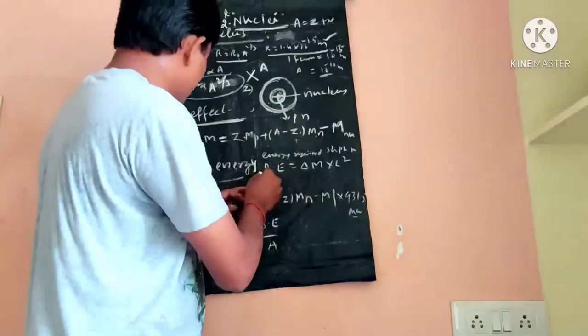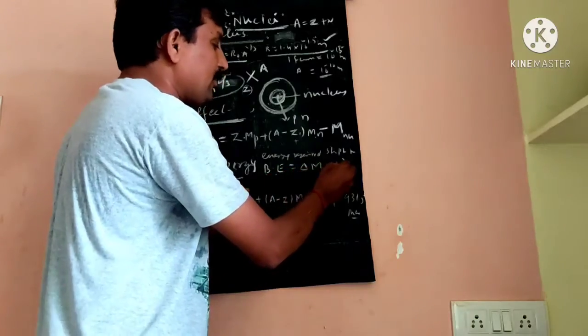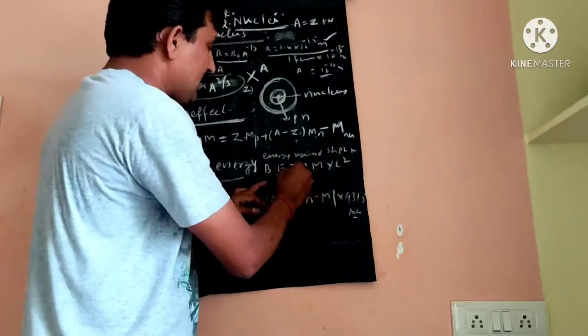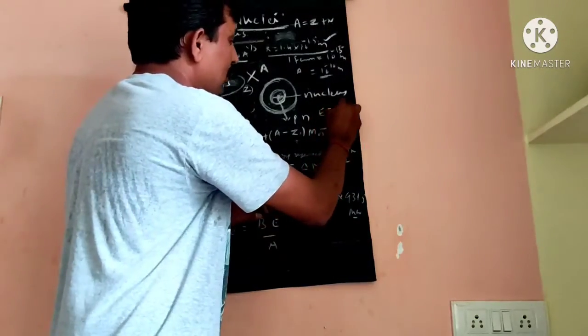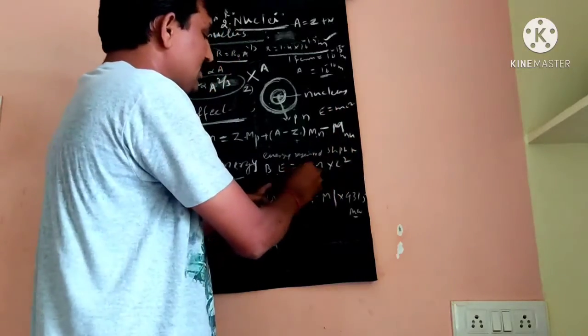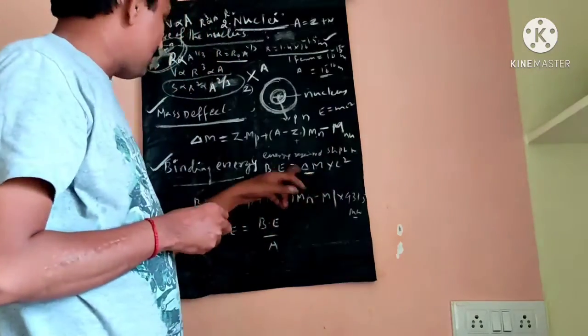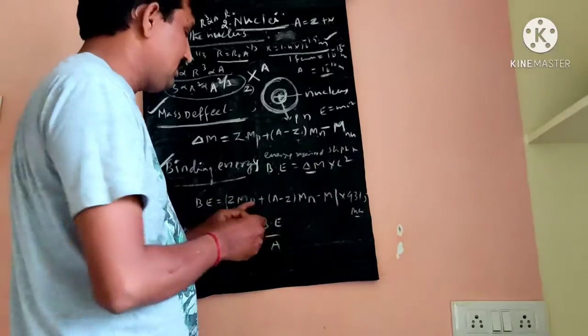So binding energy B is equal to delta M into C square. We know that E is equal to mc square, Einstein's formula. So B is equal to delta M, here the mass defect, into C square.